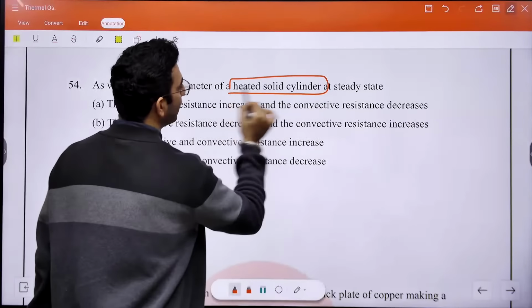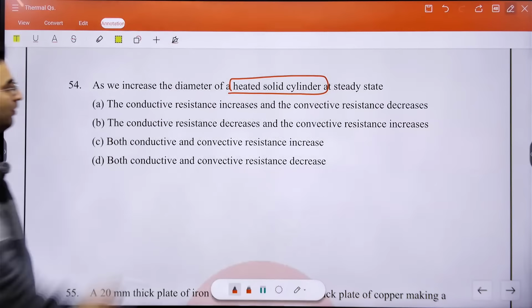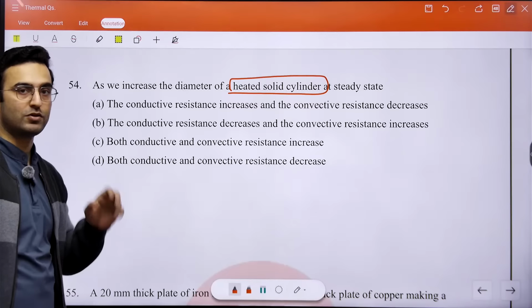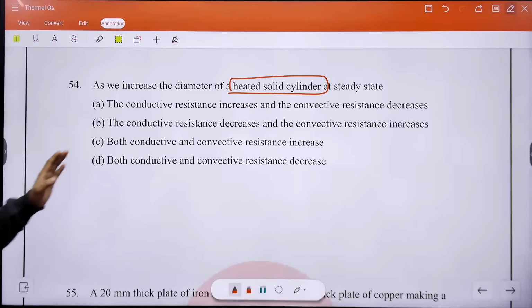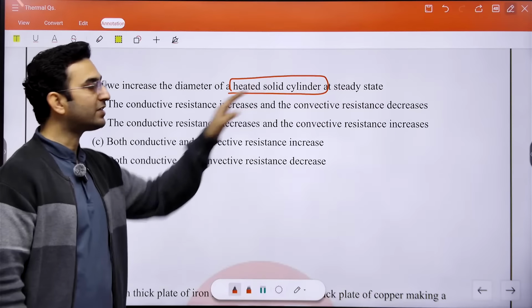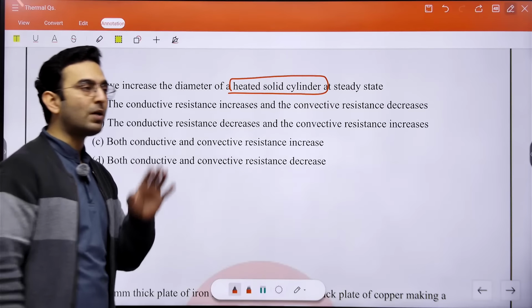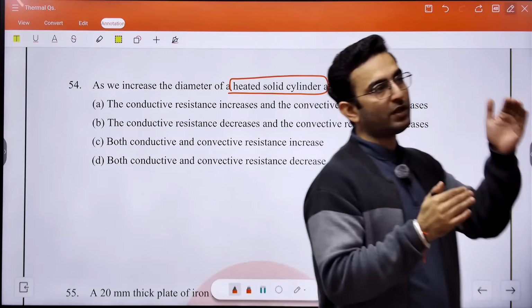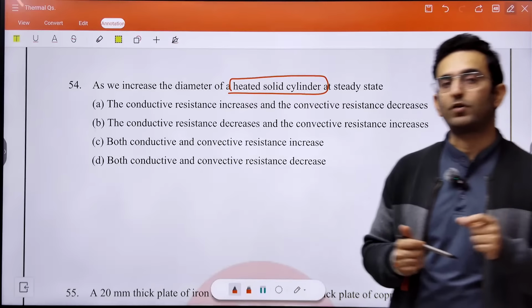Solid cylinder at a steady state. How are the conduction and the convection resistance going to vary? That's a very interesting question. First of all, here we are talking about a solid cylinder. In order to compare the conduction resistance of a solid body, a solid cylinder, to the surrounding convection resistance, we have a Biot number.